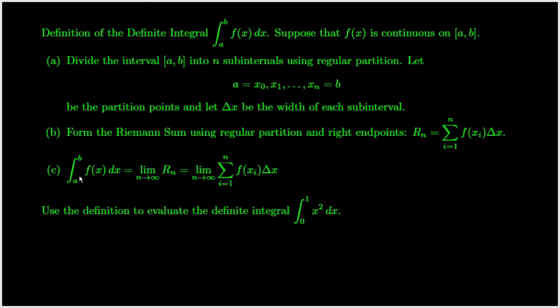The definite integral of the function over the interval from a to b is defined as the limit of the Riemann sum as n approaches infinity. We have evaluated the definite integral of the function x squared from 0 to 1. We have seen the answer to the definite integral is 1/3. The definite integral from 0 to 1 of the function x squared equals 1/3.